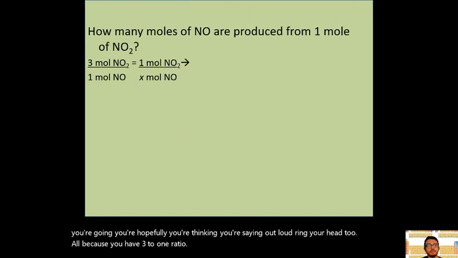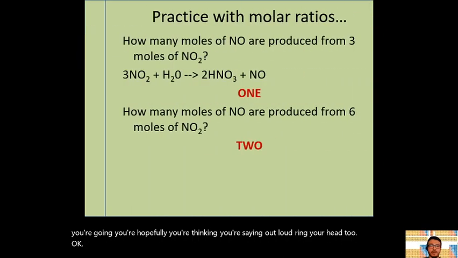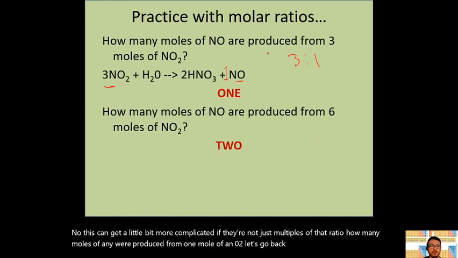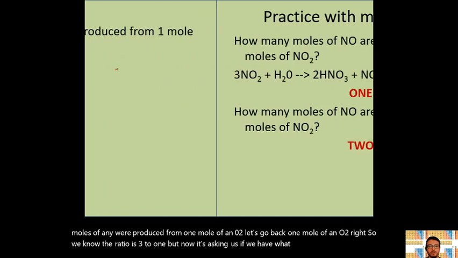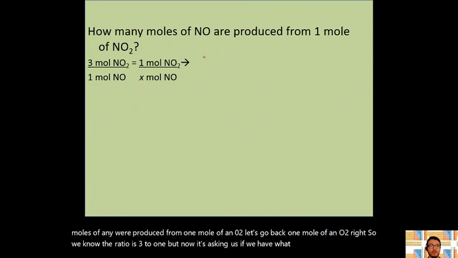Now this can get a little bit more complicated if they're not just multiples of that ratio. How many moles of NO are produced from 1 mole of NO2? Let's go back. 1 mole of NO2. We know the ratio is 3 to 1, but now it's asking us what if we have 1 of NO2? How many moles of NO would be produced?